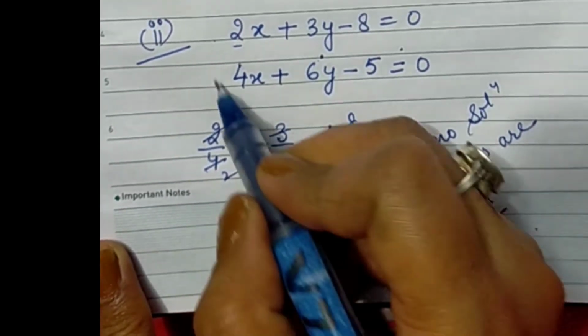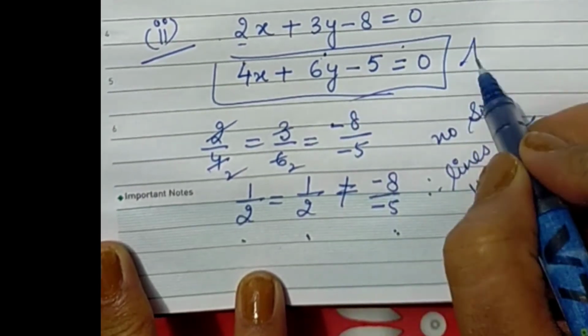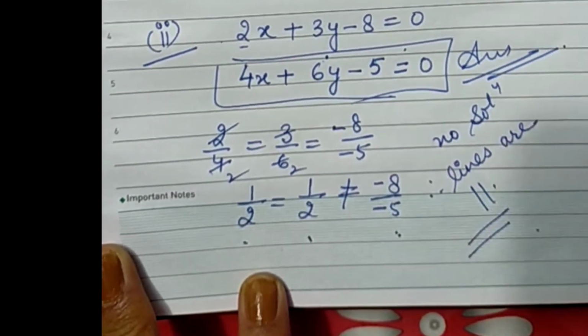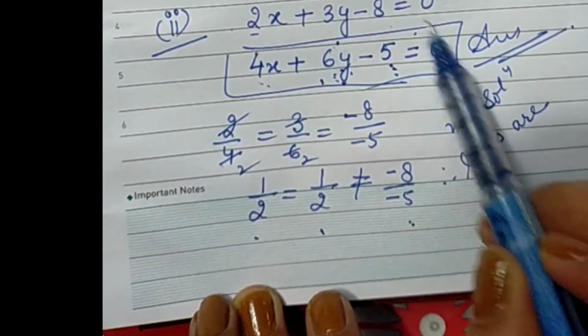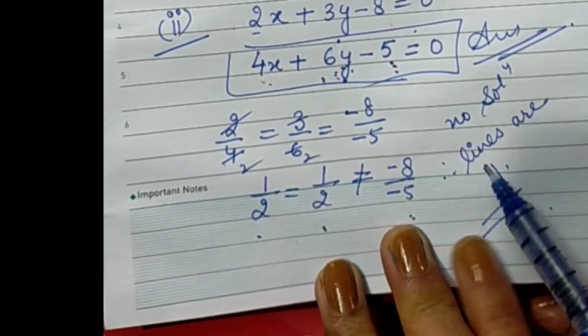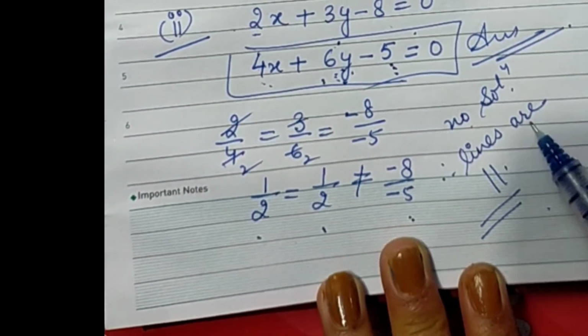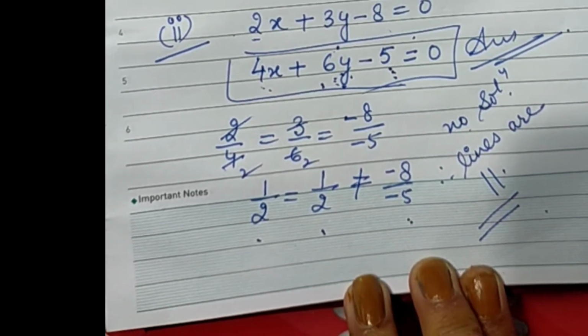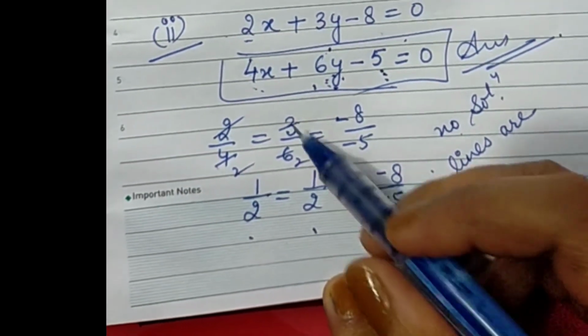So here the answer is this equation. You can choose any equation of your choice. There will be millions of equations which will give us no solution, and the lines will be parallel. This is just one of the answers.